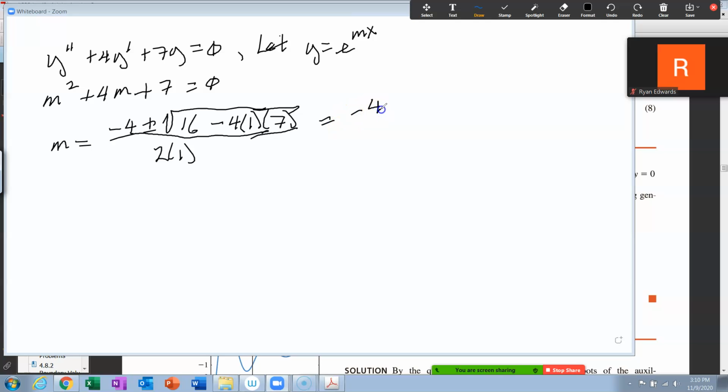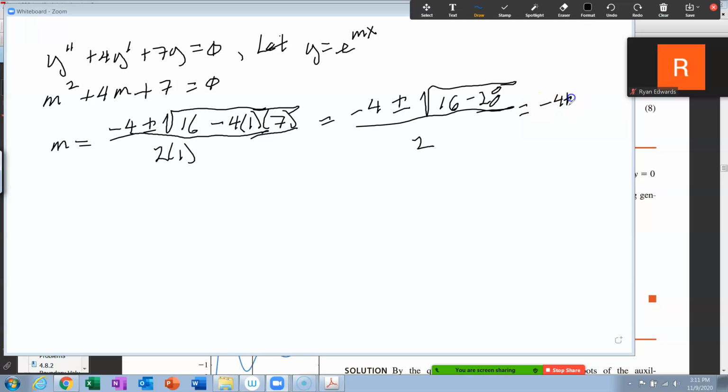Minus 4 plus or minus the square root of 16 minus 28. Now usually when I do this, the first thing I do is count the number of minus signs. The 4 is always a minus sign, but the A here was 1, the C here was 7. So only one minus sign, that makes that negative, over 2. Okay, 2 times 1 is 2. What does that give us?